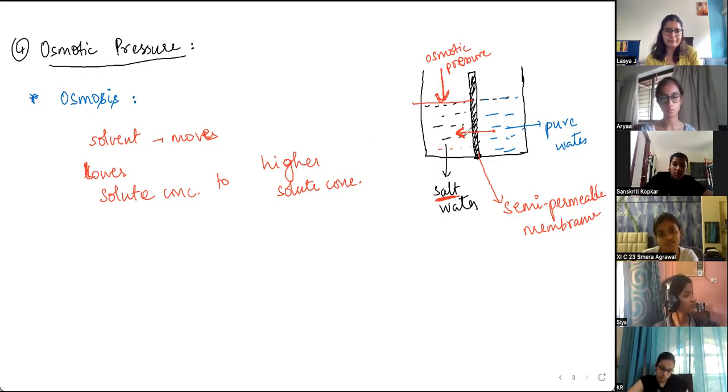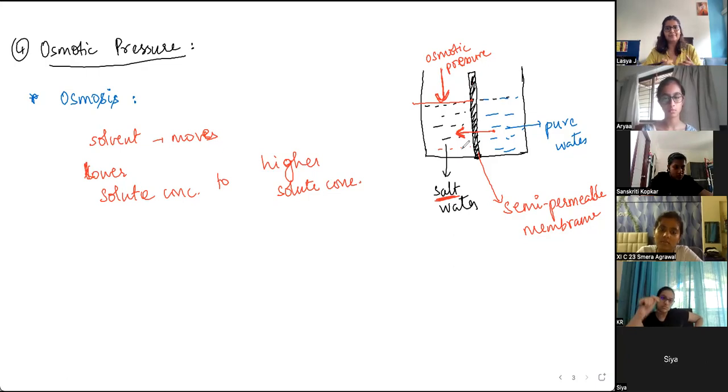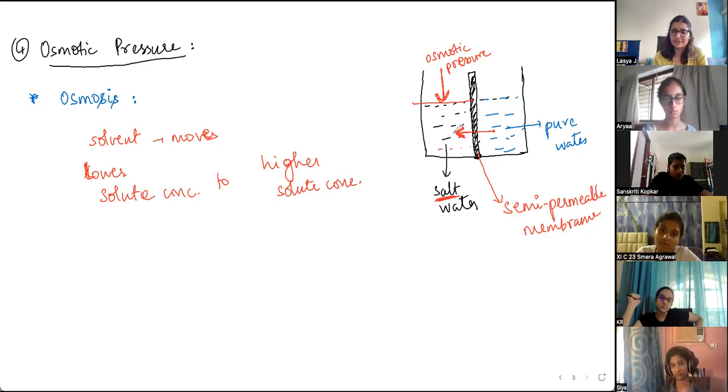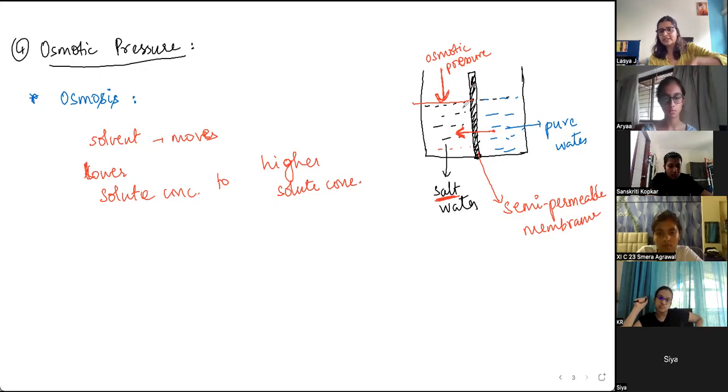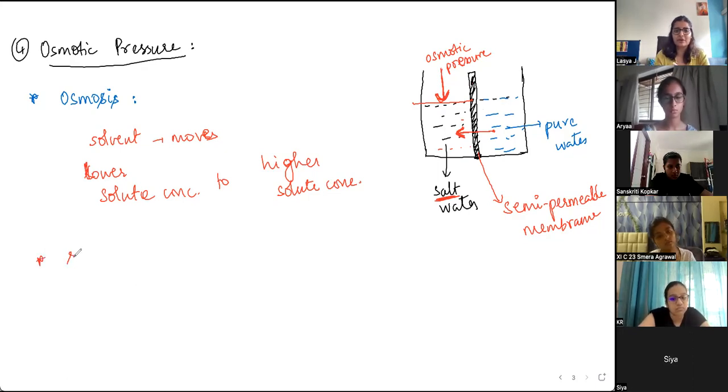See, if solvent particles are moving, there should be some sort of a driving force behind that motion, right? So if you're opposing that driving force, there's a pressure differential, which is why the solvent particle is moving. So that movement is osmosis. So that pressure required to oppose this motion and stop this motion is called osmotic pressure. And if you put pressure more than the osmotic pressure, you can force the solvent particles to move in the reverse direction also. So when that happens, that phenomenon is called reverse osmosis.